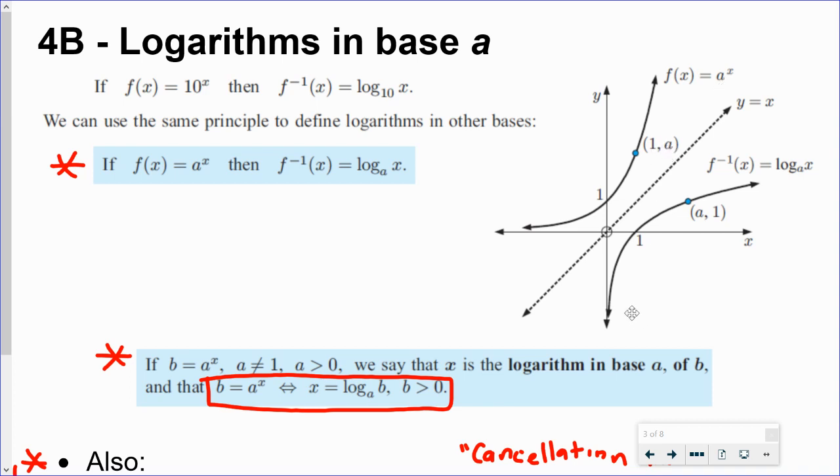The inverse function has the points 1, 0, and a, 1. The x's and y's are interchanged. Okay, and so we can say if b equals a to the x, then x is the logarithm in base a of b. So these two statements are interchangeable. b equals a to the x is the same as saying x equals log base a of b. And you can imagine that this is base to the exponent equals this value.